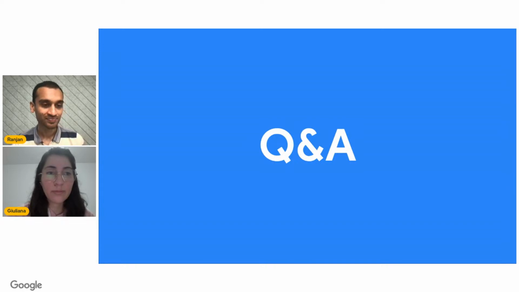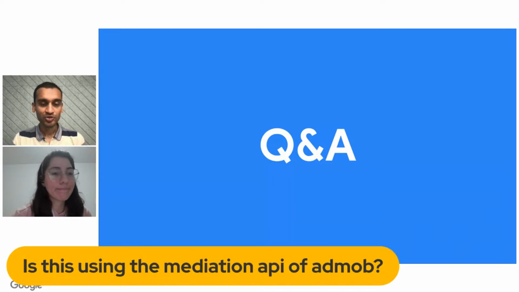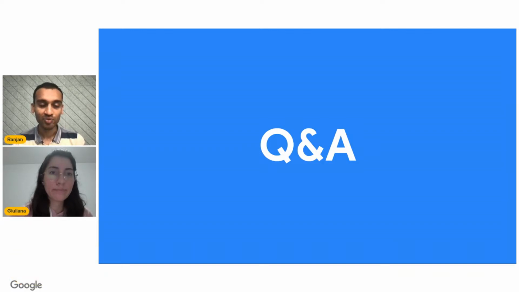So the first one is, is this using the mediation API of AdMob? If you are using AdMob, this workflow is already integrated into AdMob, and you don't have to make any changes to your existing workflows. This is applicable only for Google Ad Manager 360 and the regular Google Ad Manager accounts. And just to reiterate, if you use AdMob, there is no change required in your workflow. And this real-time bidding for SDK bidders is already integrated in AdMob.